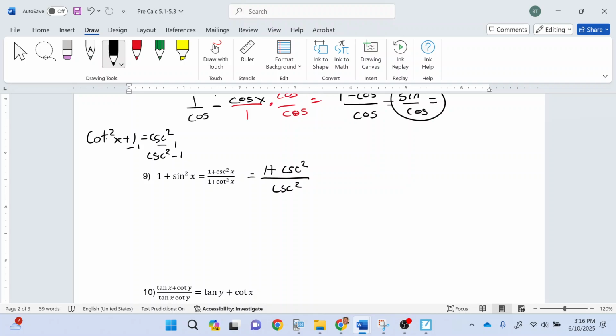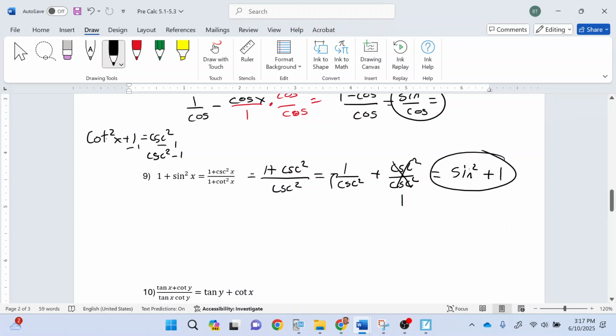Because they're a fraction with the denominator, I could rewrite it as two separate things. So 1 over cosecant squared plus cosecant squared over cosecant squared. Then, wait a second, cosecant squared over cosecant squared, I could reduce that to 1. And then this I could move up into sine squared. So sine squared plus 1, which is the same as 1 plus sine squared.